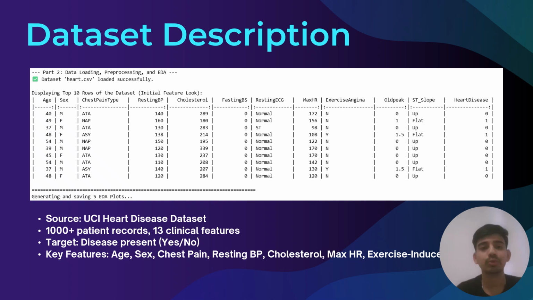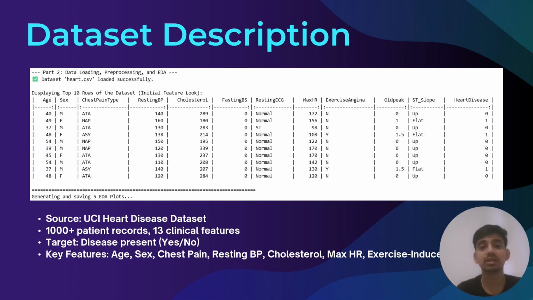For this study, we used the UCI heart disease dataset from Kaggle, which is one of the most widely referred datasets in cardiovascular research. It contains over 1,000 patients' records with clinical features. These features include demographic factors such as age and sex, as well as medical indicators like chest pain type, resting blood pressure, cholesterol level, fasting blood sugar, maximum heart rate, and exercise angina. The target variable indicates whether or not the patient has heart disease.